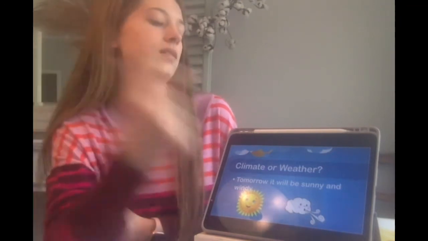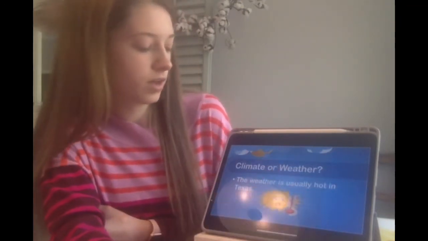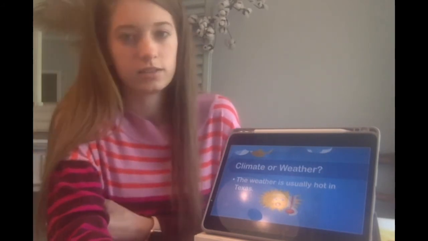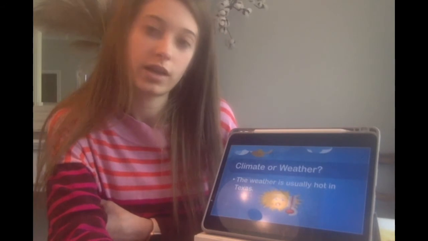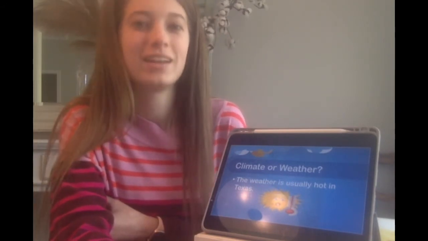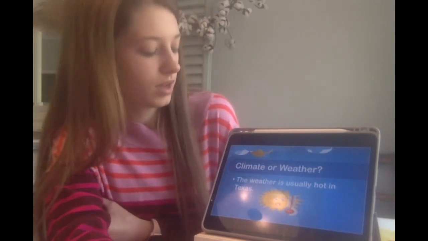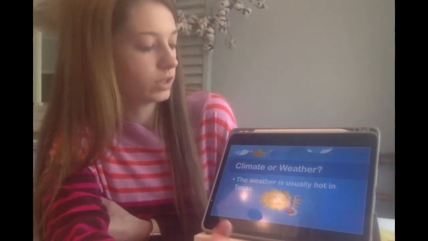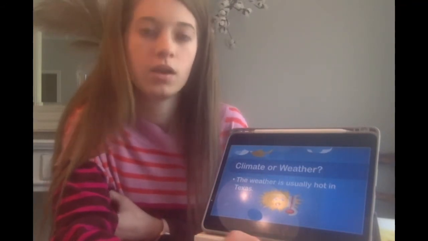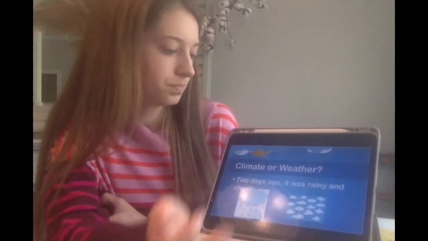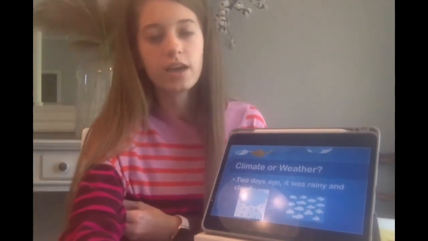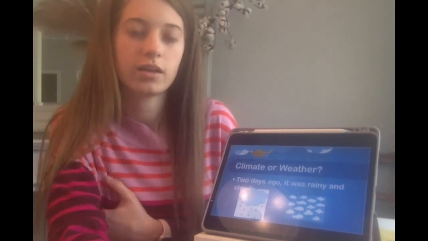So let's move on to the next one. Who can tell me what this statement is? The weather is usually hot in Texas. So would that be a weather statement or a climate statement? Great job. It is a climate statement because it's talking about what the weather is usually like in Texas. That's over a long period of time. Let's go to the next one. 2 days ago, it was rainy and cloudy. So is that a weather statement or a climate statement?